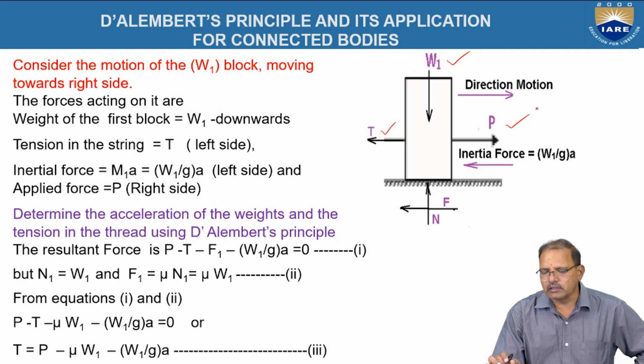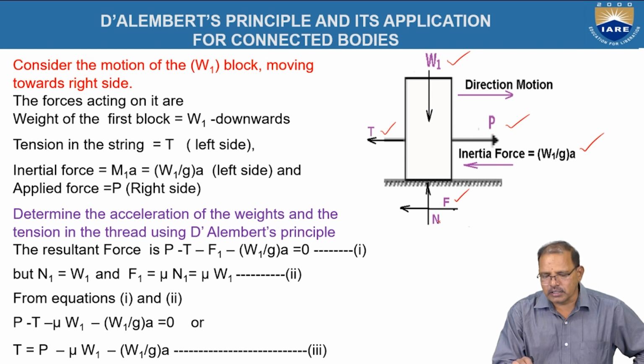Since the body is moving toward the right hand side, the inertia force always acts in the opposite direction to which the body is accelerating. So inertia force is equal to W1 by g into a, acting toward the left hand side. Friction force always acts in the opposite direction to which the body tends to move or is moving, so it is also toward the left hand side. That is F.